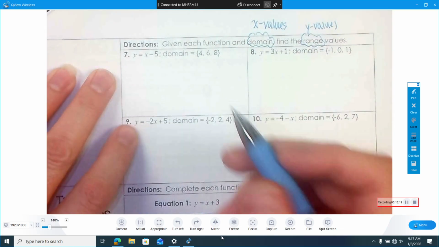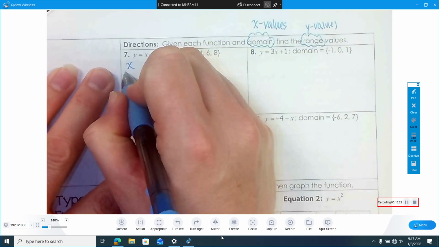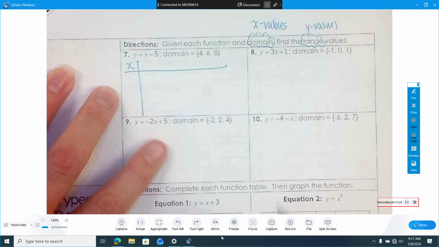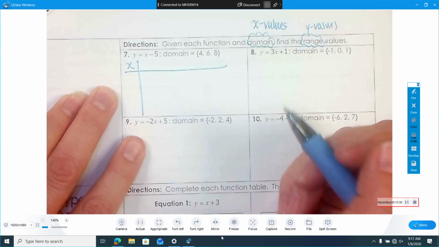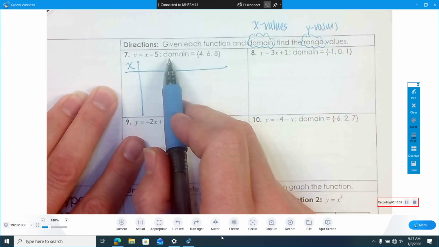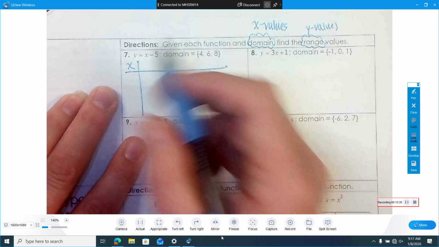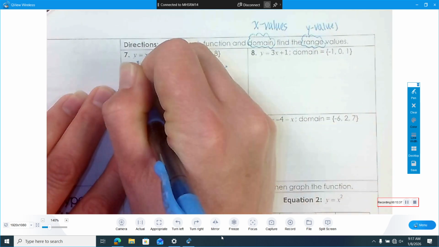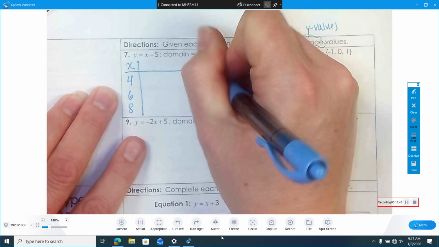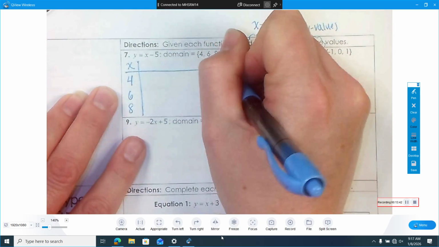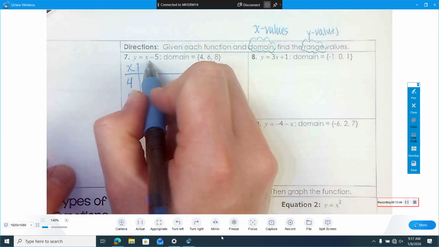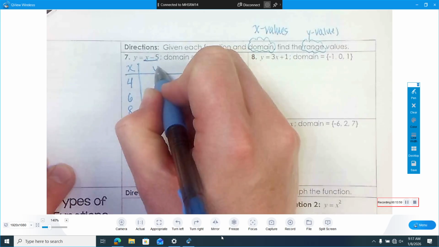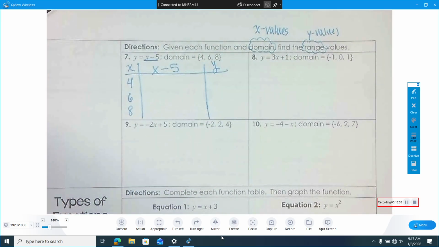So just like before, I'm going to do this little table here. I have my x's. What x's do they want me to use? Those are the domain values. What x's are we using? 4, 6, and 8. And then what we want are the range values, which just happen to be the y values that we're going to get out. And so again, they gave me this rule, which is right here. X minus 5 is our little rule that we're going to plug in to figure out what the y is.